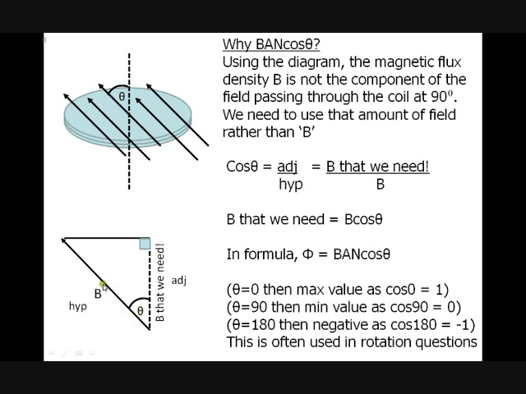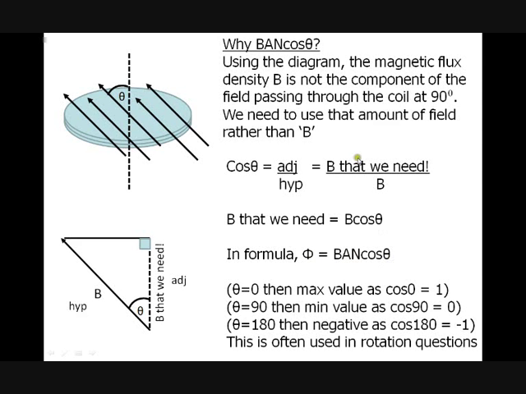Now, if this is the B that we've got, then the B that we need, we can do some trig, and we can say that cos theta equals adjacent over hypotenuse. So the cosine of this angle equals adjacent over hypotenuse. So I'm going to say that cos theta equals the B that we need divided by the B that we've got, the B that exists. So the B that we need is B cos theta. So you can see in the formula, B has got cos theta tacked on the end of it, so that if you've got a magnetic flux density that is at an angle theta to the normal, the flux linkage you've got is BAN cos theta.